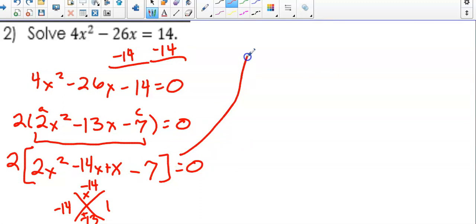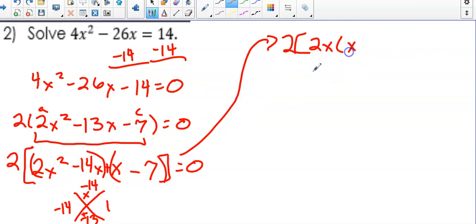Okay, now I'm going to bring this up here for some space. I still have that 2 up front. Okay, so I have to factor by grouping. So I'm going to group here, and I'm going to group here. In my first term, I can factor out a 2x. So 2x squared divided by 2x is x. Negative 14x divided by 2x is negative 7. And then for x minus 7, there's nothing that I can factor out other than just a 1. And then we still have x minus 7.